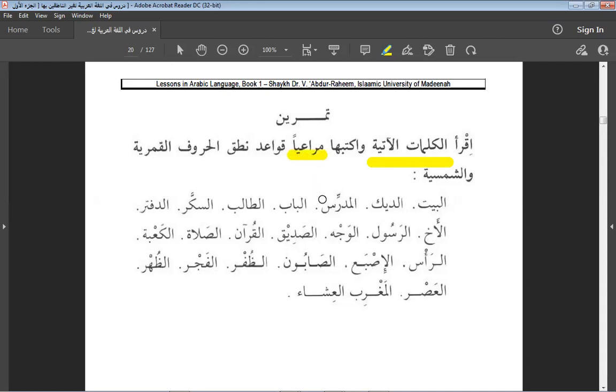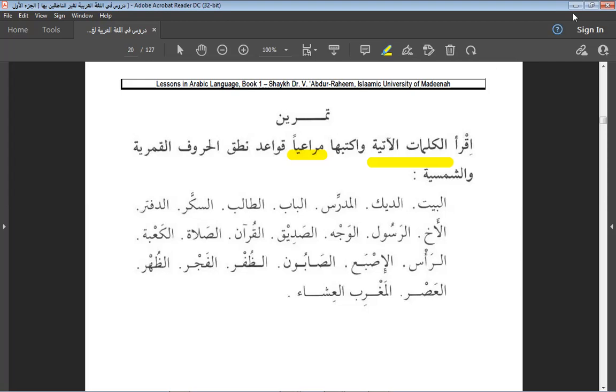You all remember the hadith, kullukum ra'in wa kullukum mas'ulun an ra'iyatihi. All of you are caretakers, all of you are shepherds. And all of you will be asked about what you are given to take care of. Now the same word here, مُرَاعِيًا, waktubha, and write it, means I was taking care of, being careful of.